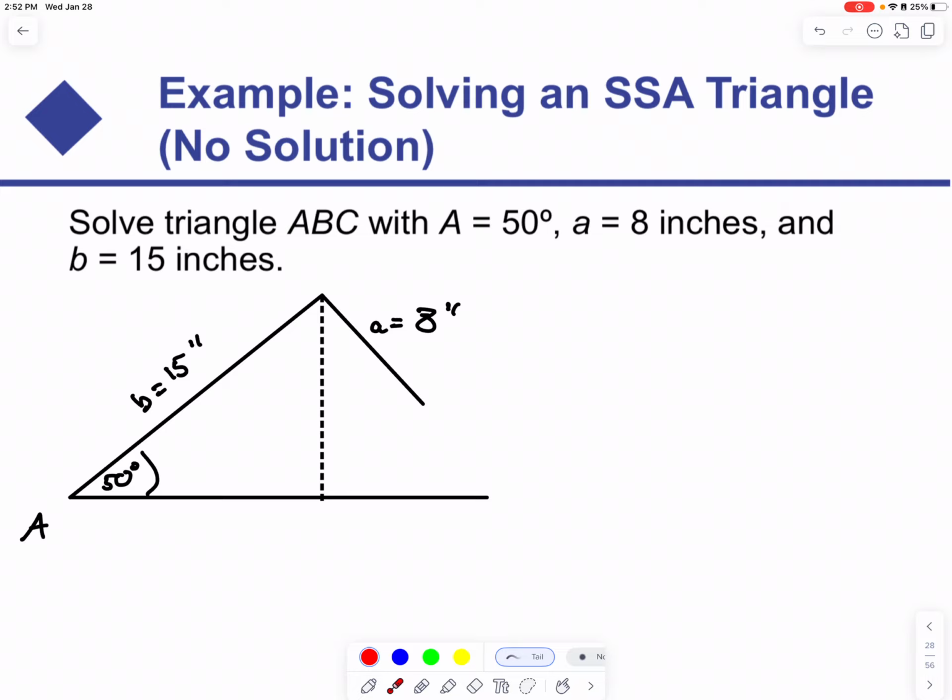So now we need to find our height, right? This guy right here. We need to solve for h here. So what we could do, where this is a 90 degree angle here, if we took the sine of 50, that would be what? h over b. So then ultimately h is going to be equal to b times the sine of A. So that's going to be 15 times the sine of 50 degrees. Okay.